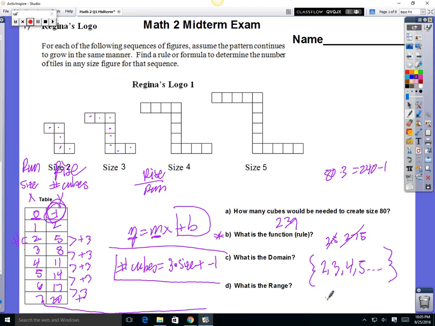The range is going to be kind of the same brackets. The range is going to be 5, 8, 11, 14. The range is increasing by 3. 6 is never going to be in there. 7 is never going to be in there. 9 is not going to be in there. 10. None of these numbers, and certainly no decimals. Just whole number amounts. 5, 8, 11, 14, and the dots indicate it continues to grow forever in that pattern.